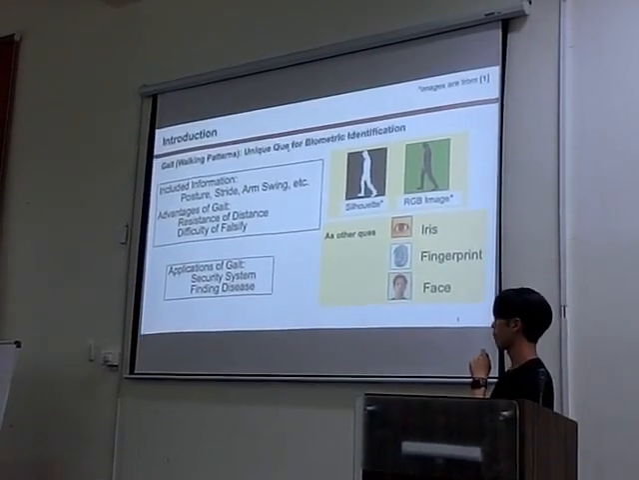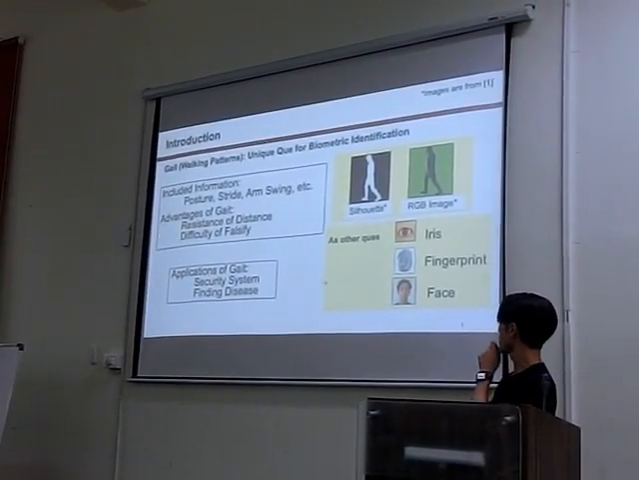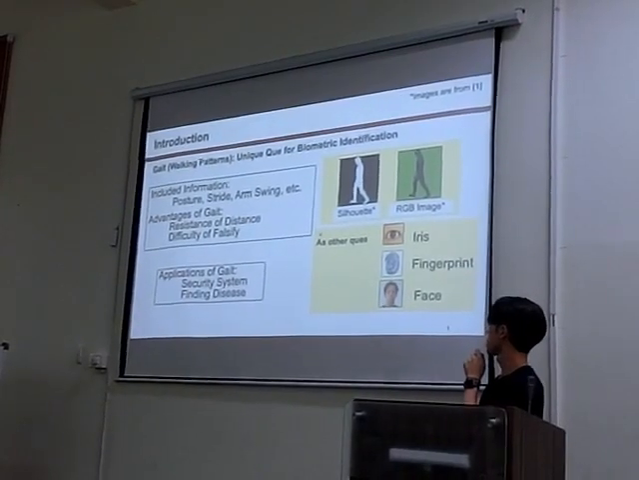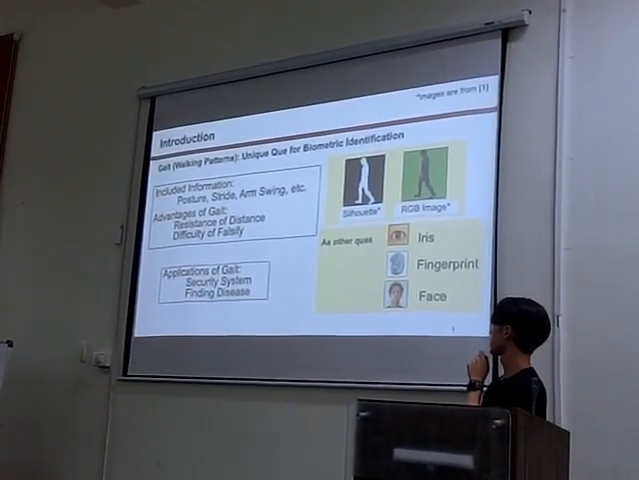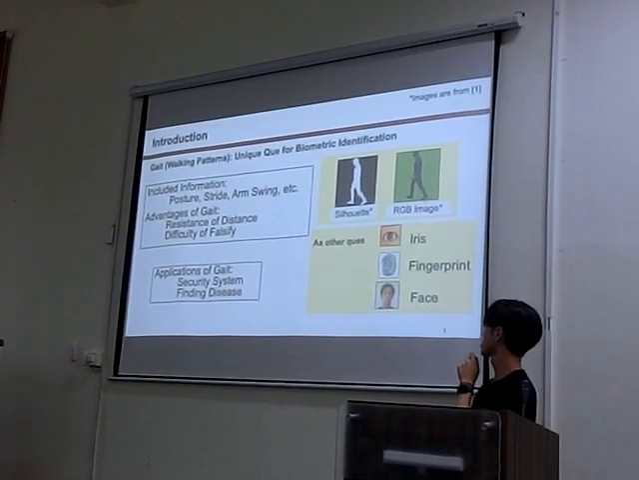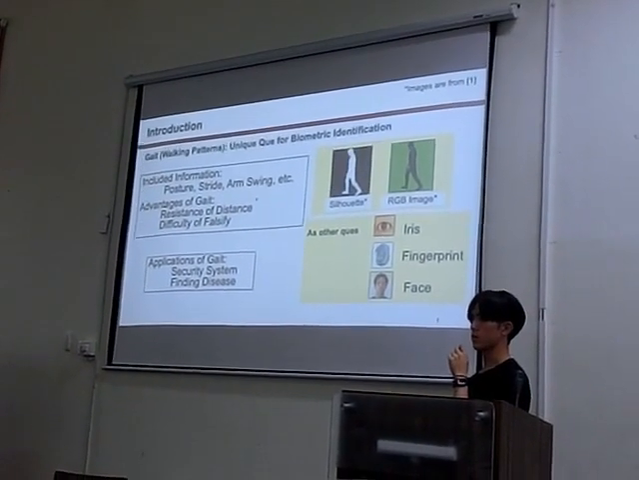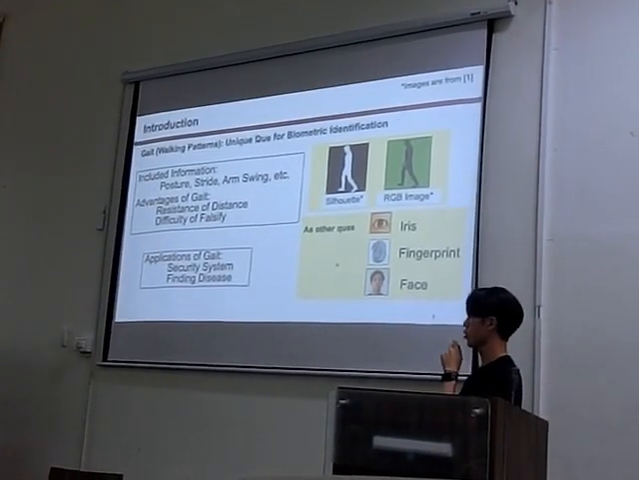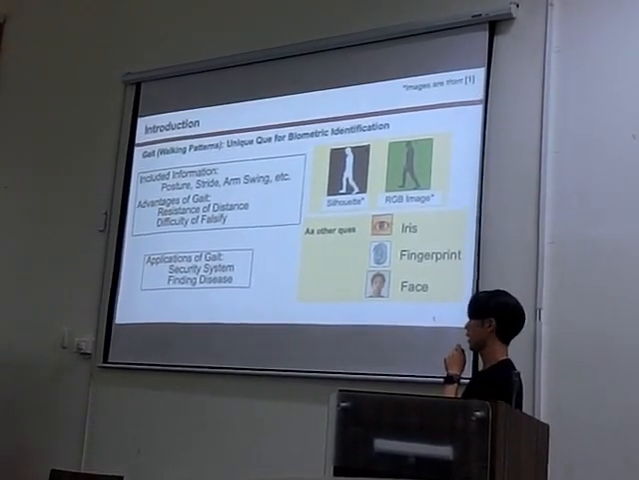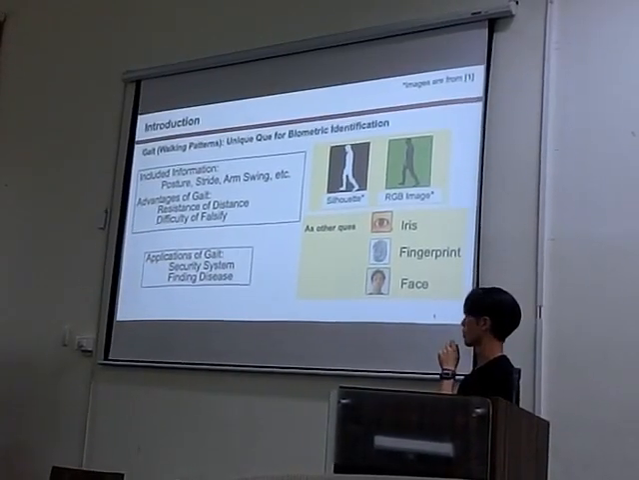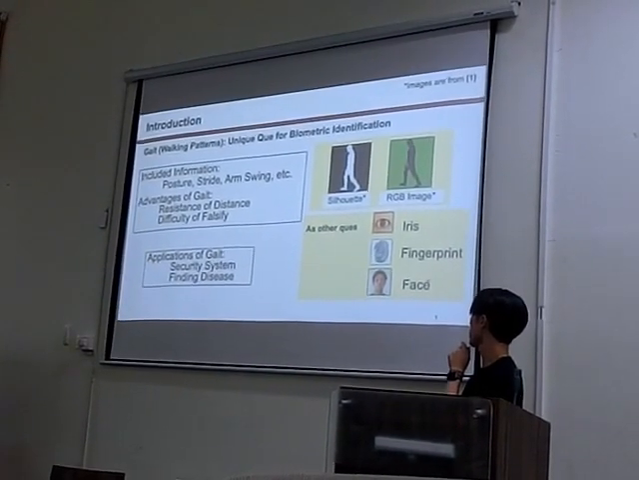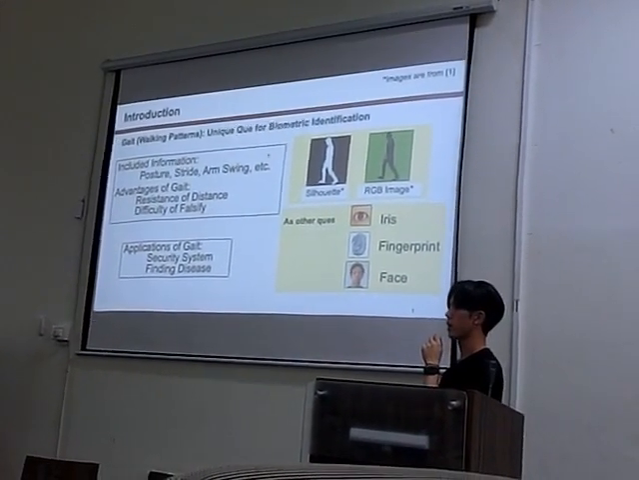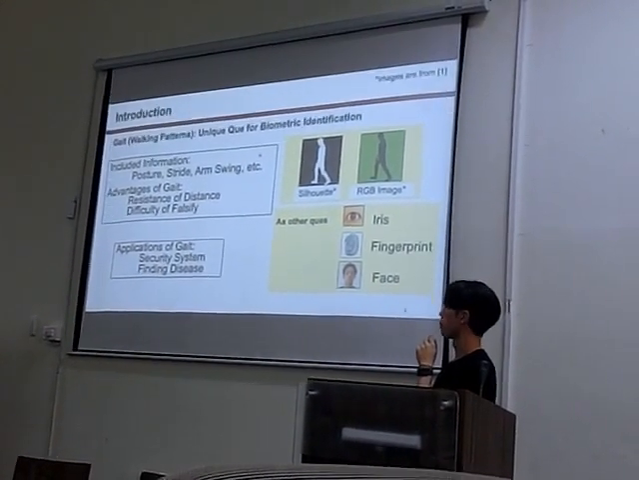It is used for biometric identification. Here I show some data information from visual information. First is the silhouette, like this, and second is the RGB image. Gait is a unique tool for biometric identification compared with other tools like iris, fingerprint, and face. If people appear at a long distance in the camera, we can still identify each person.